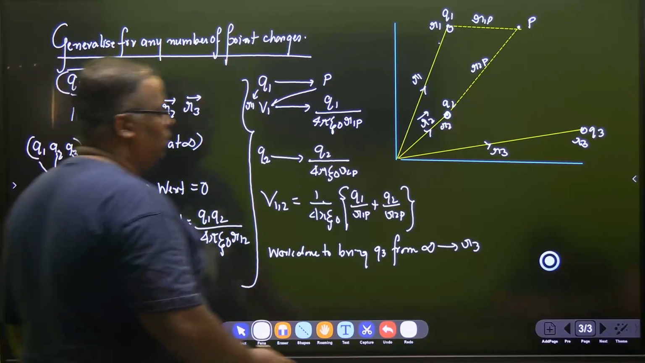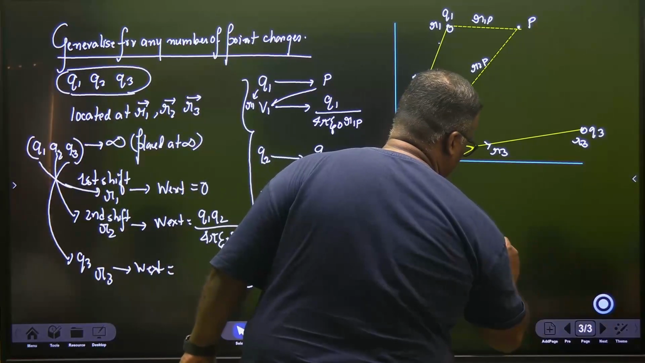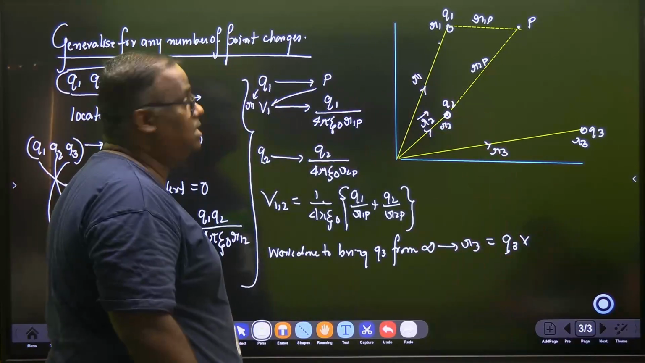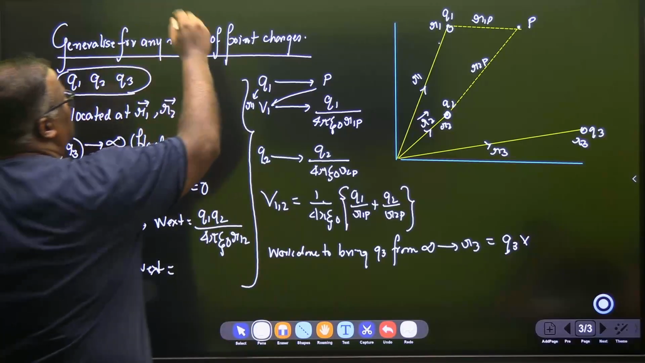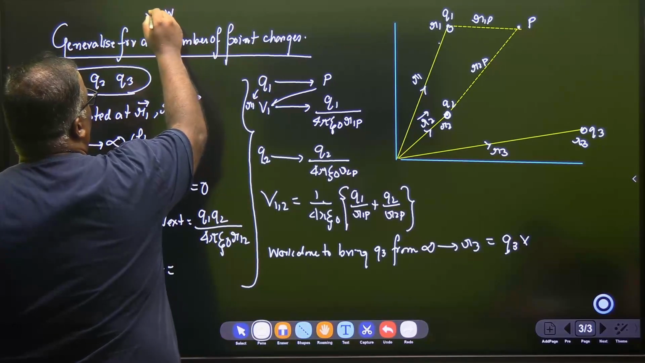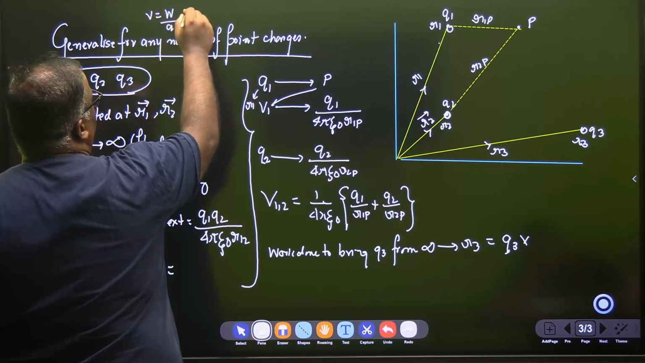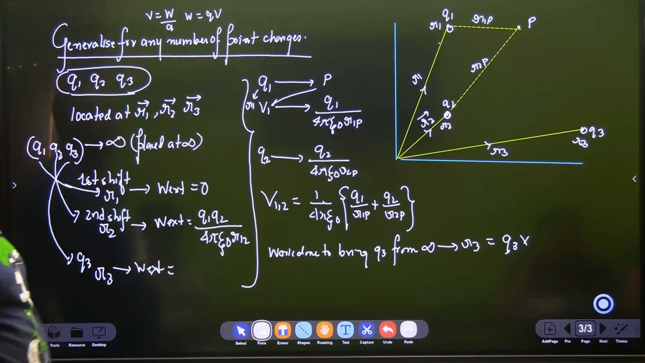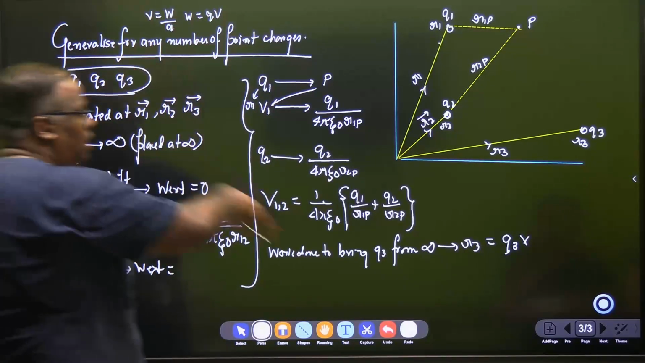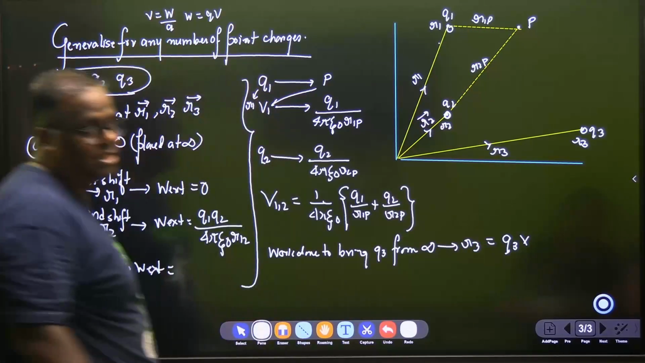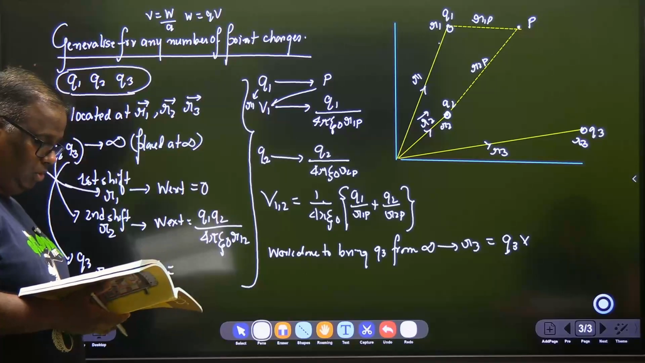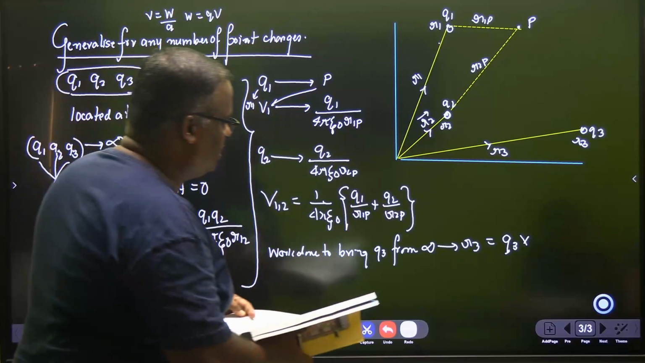This should be equal to Q3 times the potential that is existing. Remember, I hope this is clear with you. Potential is always work done by charge. Therefore, work done is charge times potential. Work done in bringing Q3 is Q3 times the potential that is existing out here. Yes or no? So we say the work done is Q3 times the potential that is existing out here.